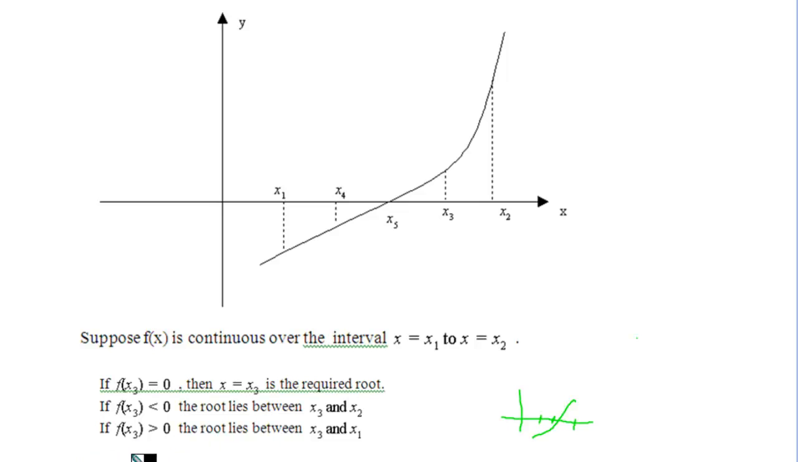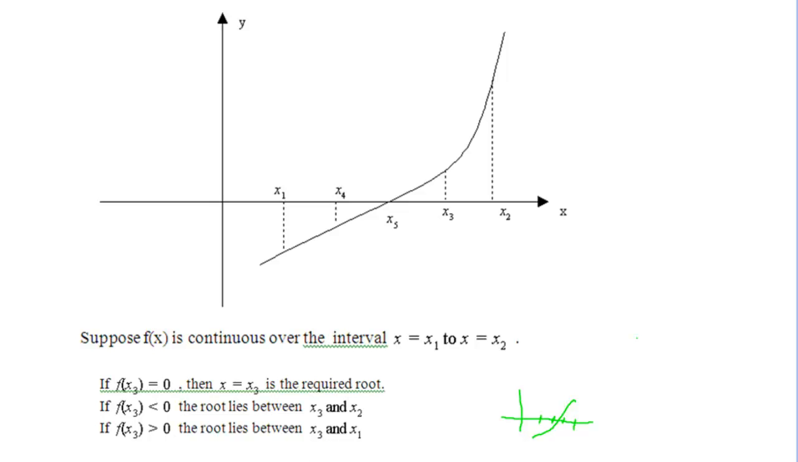If, on the other hand, we get f(x3) being greater than 0, then that root must lie between x3 and x1. So it means it's on the positive side. The root now lies between those 2 points, and it replaces the x2. Again, we've halved the interval there. So what we do is then keep repeating those processes.